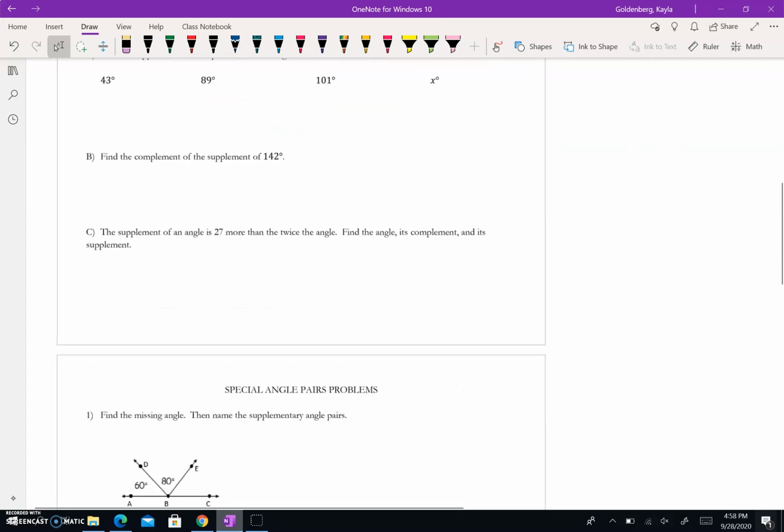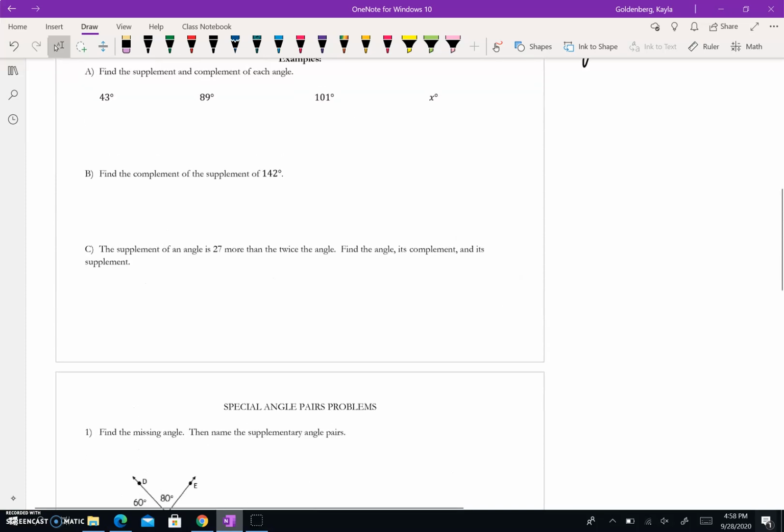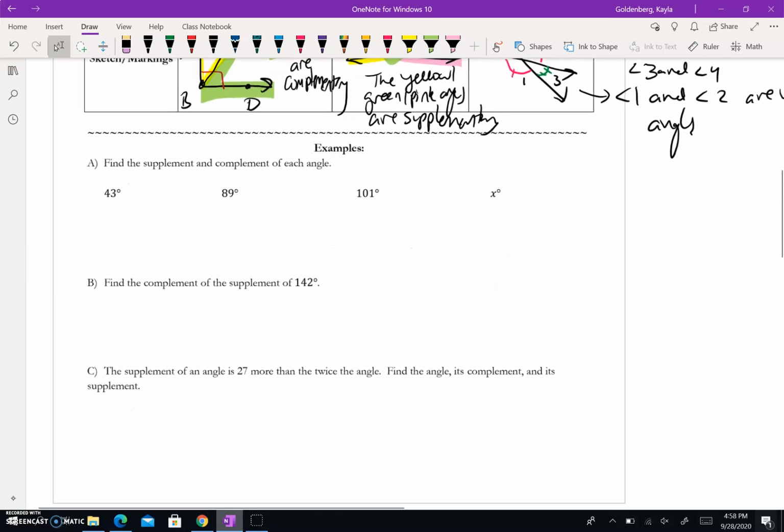The next page is the rest of the notes. These are going to be looking at some algebra. So in video 2, you're going to see where it comes up algebraically. Right now, we're just thinking big picture. So if I want the supplement and the complement of each angle, visualize that I might have a little 43-degree angle here. I'm asking what would its partner be to create a supplementary pair of angles or a complementary pair.